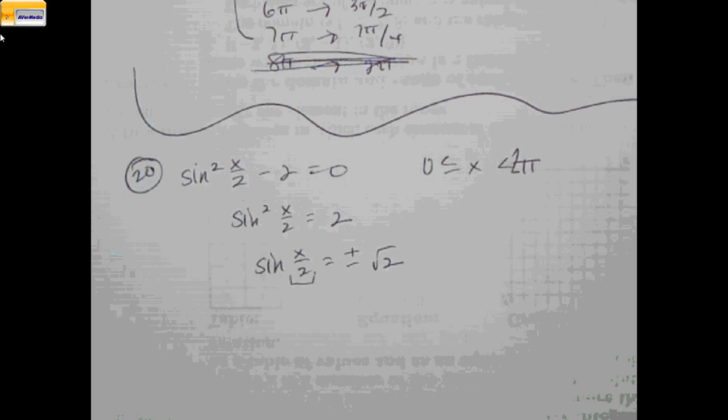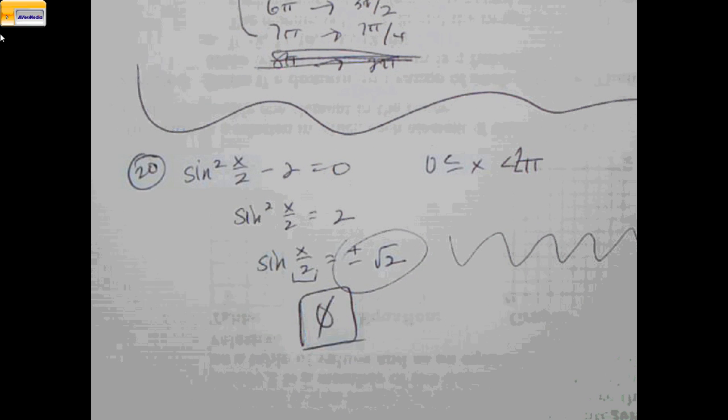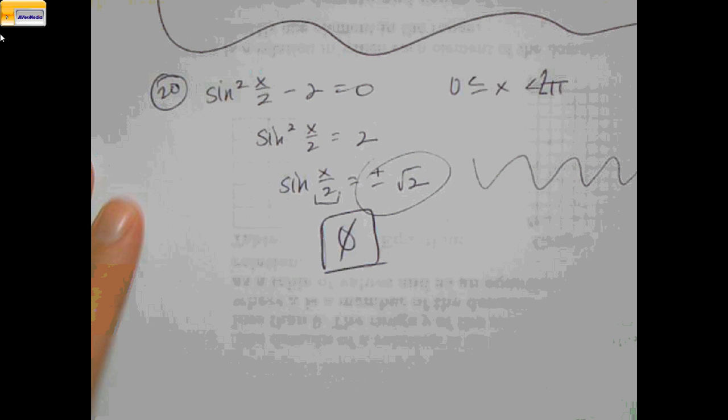What happens when you type that into your calculator? You get an error. How come? Sine only bounces back and forth between positive and negative 1. This is outside of those bounds. So the answer is no solution. That's why that one was tricky. Good question. Great one. All right, what else?